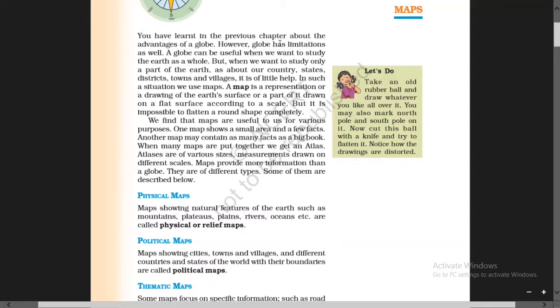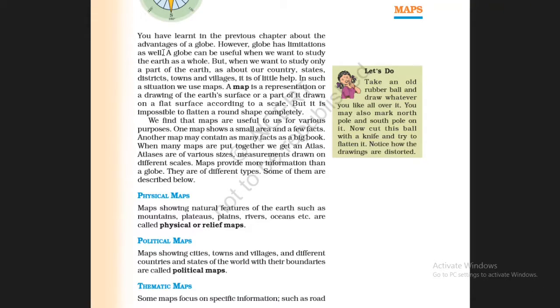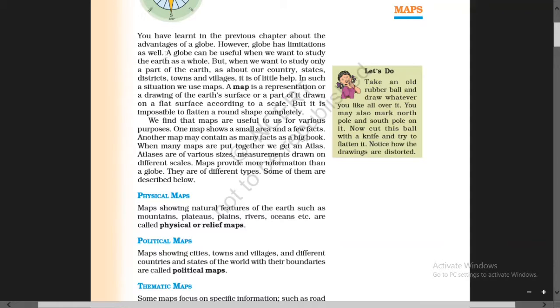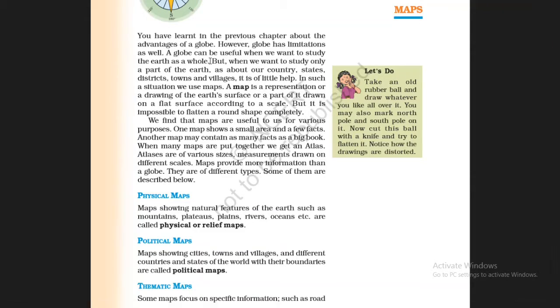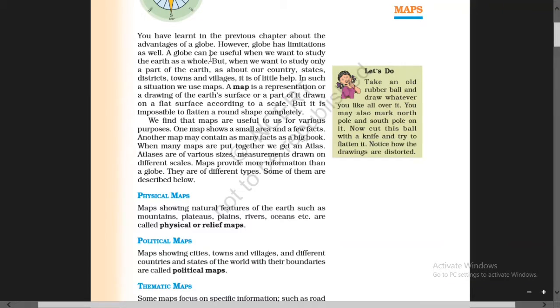However, a globe has limitations as well. Everything cannot be shown minutely in a globe. A globe can be useful when we want to study the earth as a whole, at the time when we want to study the whole earth.